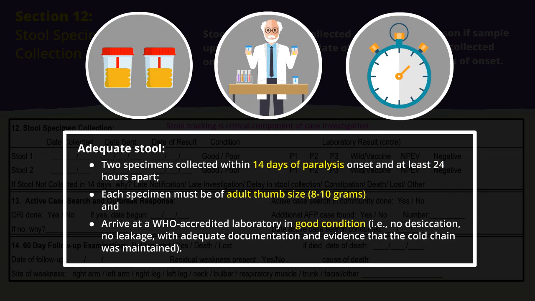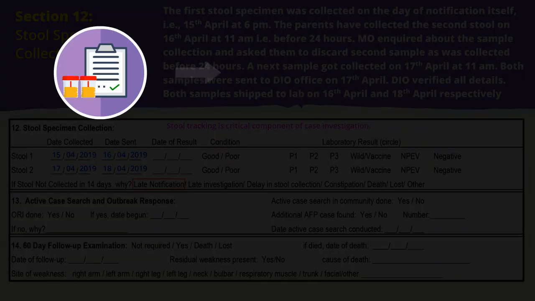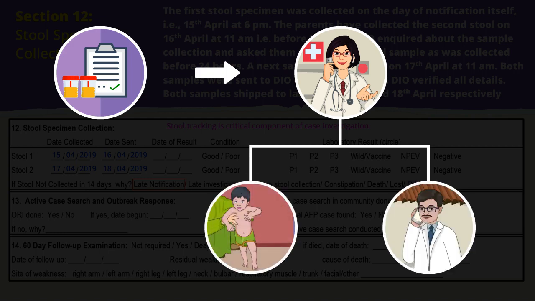Sample is called adequate if it meets the 3 criteria. Here samples were collected on 15th April. A sample was discarded as it was collected before 24 hours and next sample was taken on 17th April. Once lab result is available, DIO or SMO office should share with patient and health facilities.